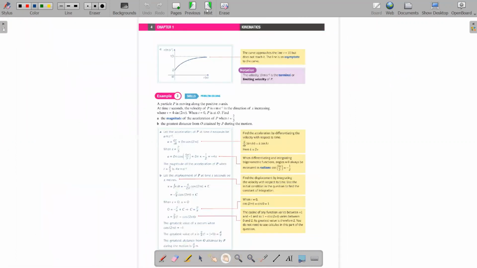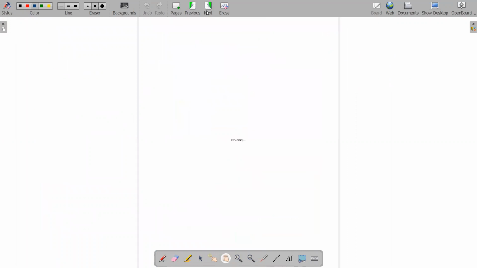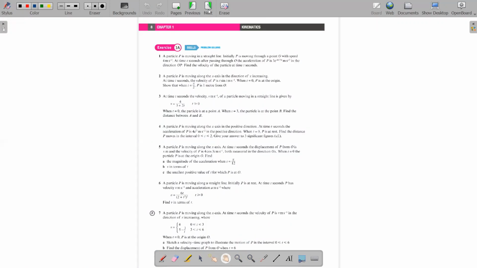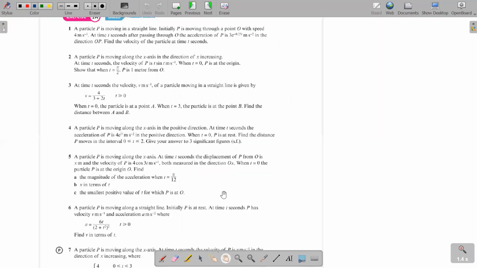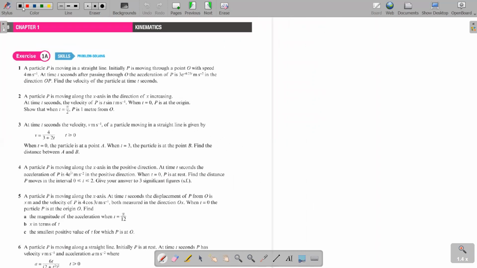So let's go to the first exercise, shall we? We'll try to do these questions. Exercise 1A, question number 1. Let's read. A particle P is moving in a straight line. Initially means what? Normally in these kinds of questions, initially means at the beginning, right? At the beginning means when you consider the time factor, time is 0. Initially means time is 0.